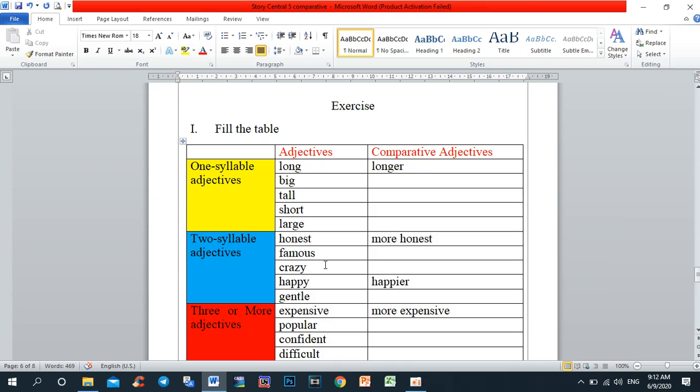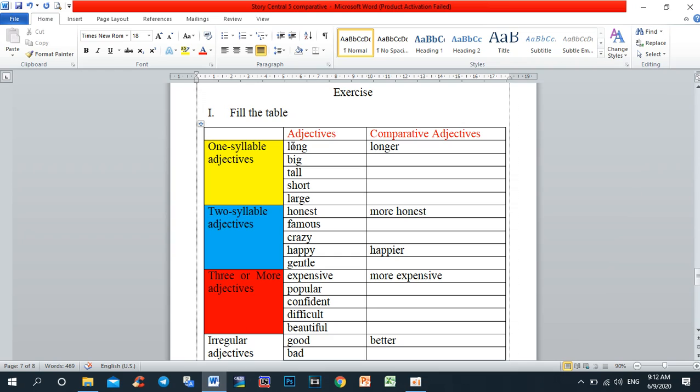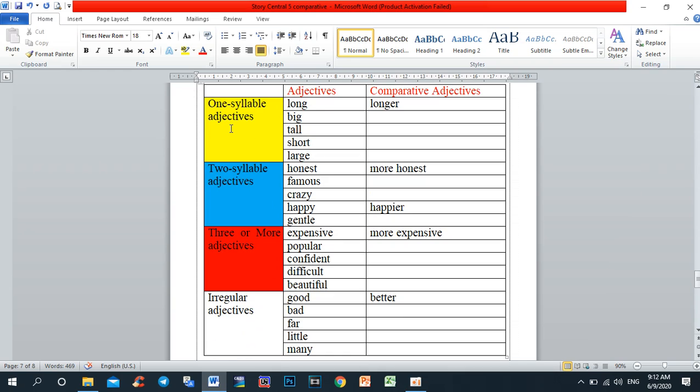Now move to the exercise that you have to do today. Yes, it is here. Exercise: fill the table. So the teacher wants you to change the adjective into the comparative adjective, and the teacher provides a column for you, just like here. One syllable adjective, long becomes longer. What about big? Tall, short, large. Two syllable adjective, honest, more honest. Famous, crazy, happy. Happy, we change to happier. And gentle.